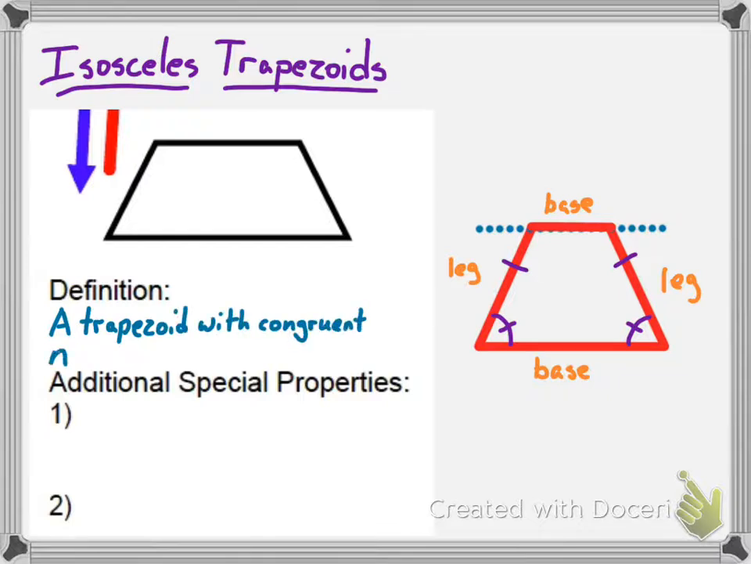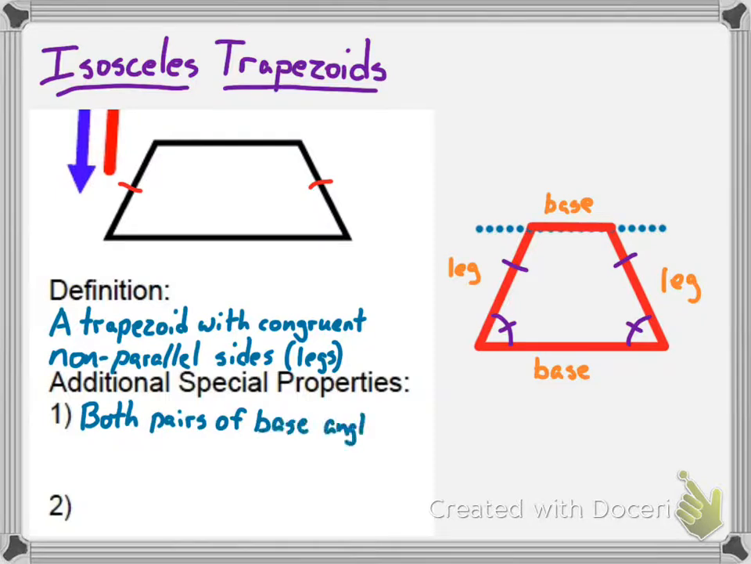So an isosceles trapezoid is a trapezoid with congruent non-parallel sides, or the legs. So these two legs are congruent. Also, both pairs of base angles are congruent. So we have the top base angles and the bottom base angles, like I've marked right here.